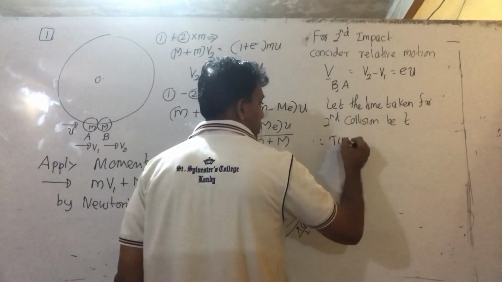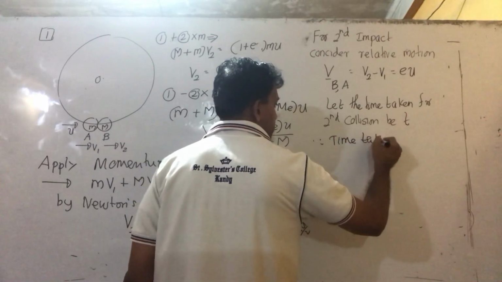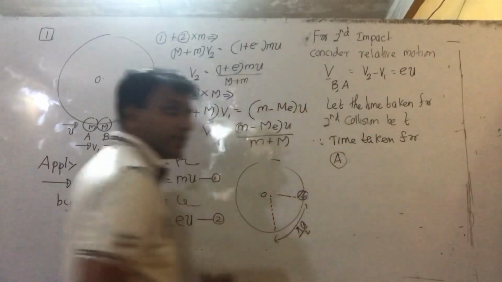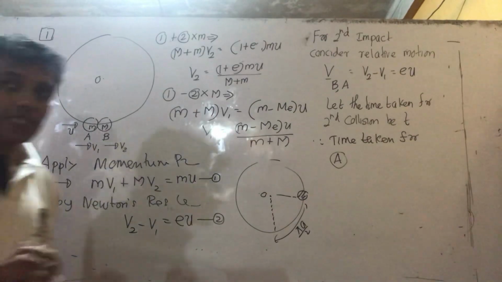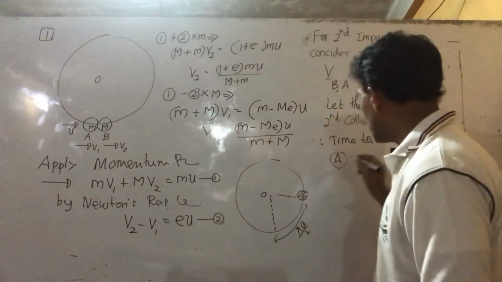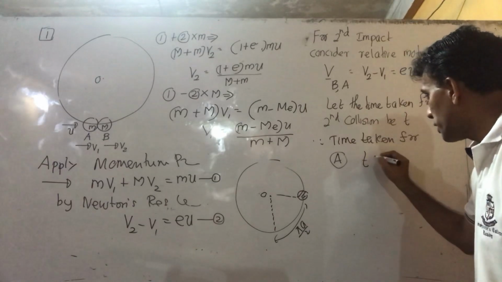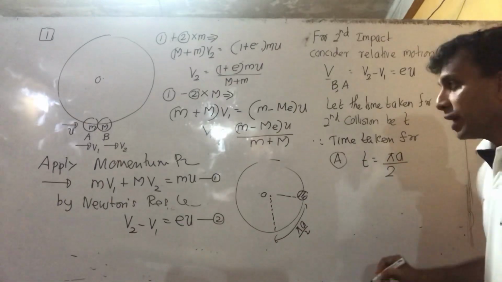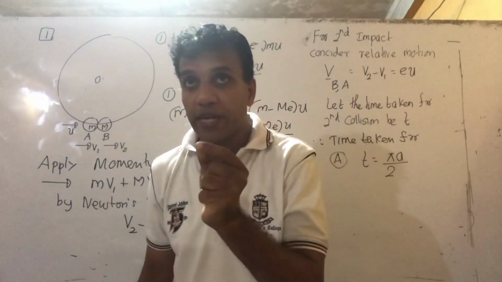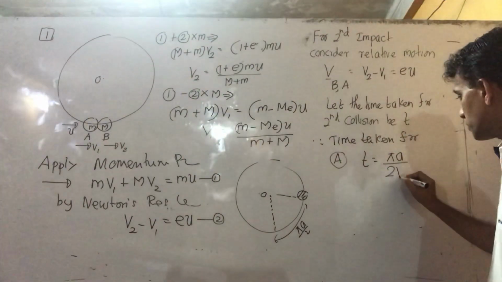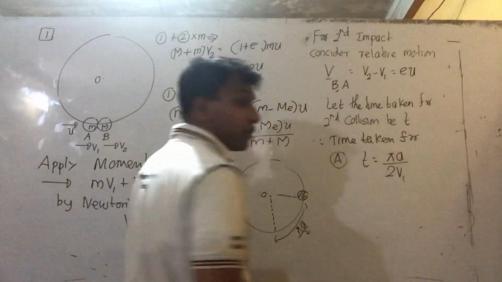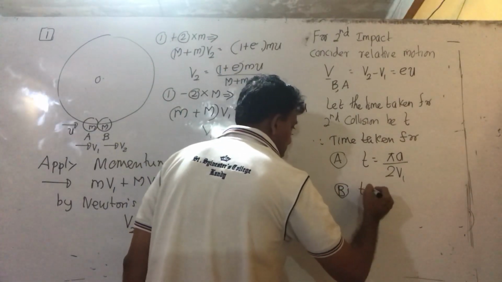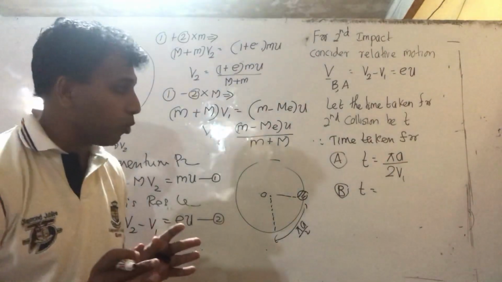First write the time taken for A. What is time? Let's say A moved pi A by 2 distance. So time t equals distance pi A over 2, into velocity. A is v1, right? A's velocity is v1. Next, time taken for B. Find the time taken for B. The same time. This time is independent but a common constant for both occasions, right?